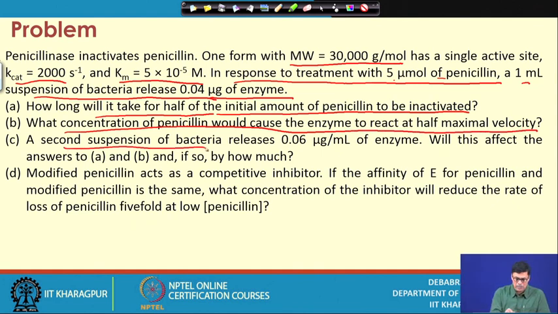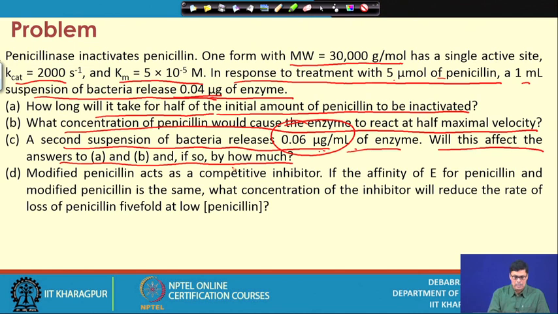Then a second suspension of bacteria releases 0.06 micromoles per milliliter of enzyme. Will this affect the answer to part B, and if so, how? Initially it was 0.04 micromoles, now it is 0.06. If it is released like this, that is what is going to happen. This is also per milliliter, because 1 milliliter of cell suspension is there.